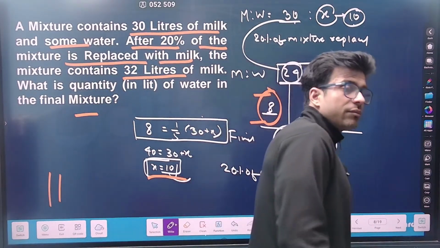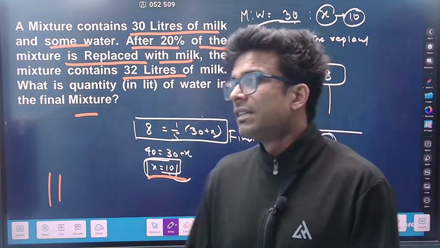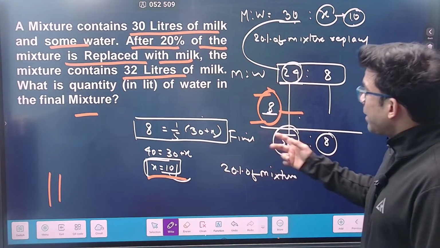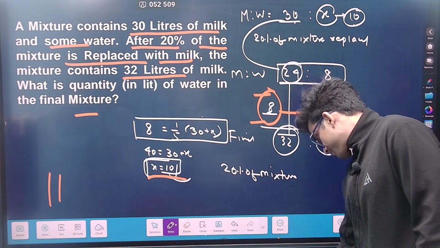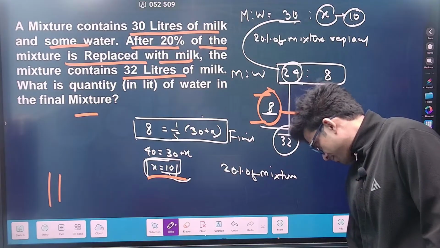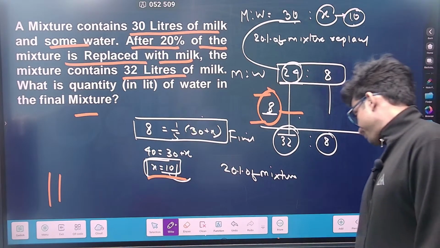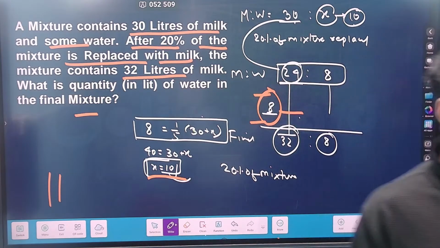See, if something is getting replaced in percentage, then there will be a change of something. There is a change of 8. Why? Because of 20% of the whole mixture. I hope now it is clear, line by line.